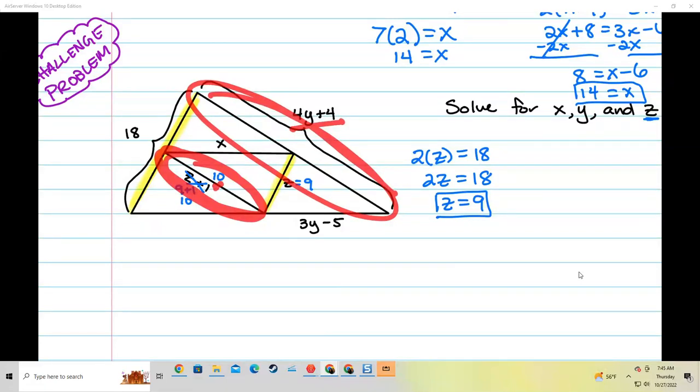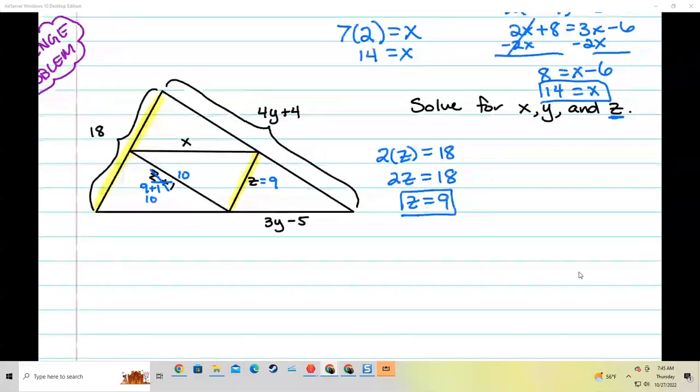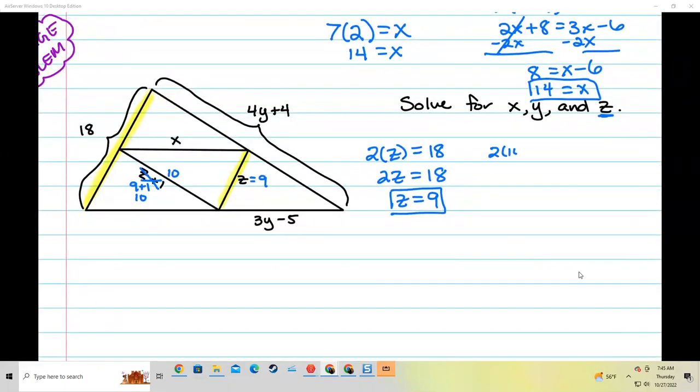So 2 of these makes one of these. I'm going to go ahead and write 2 times 10 is equal to one of those 4y plus 4s. That means 20 is equal to 4y plus 4. Subtract 4 on each side, I get 16 is equal to 4y. Divide both sides by 4, I get y is equal to 4. Now, I know z and I know y. I should have highlighted those, and I didn't. Let me go ahead and do that right now. 2 of these 10s was equal to 1 of these 4y plus 4s.